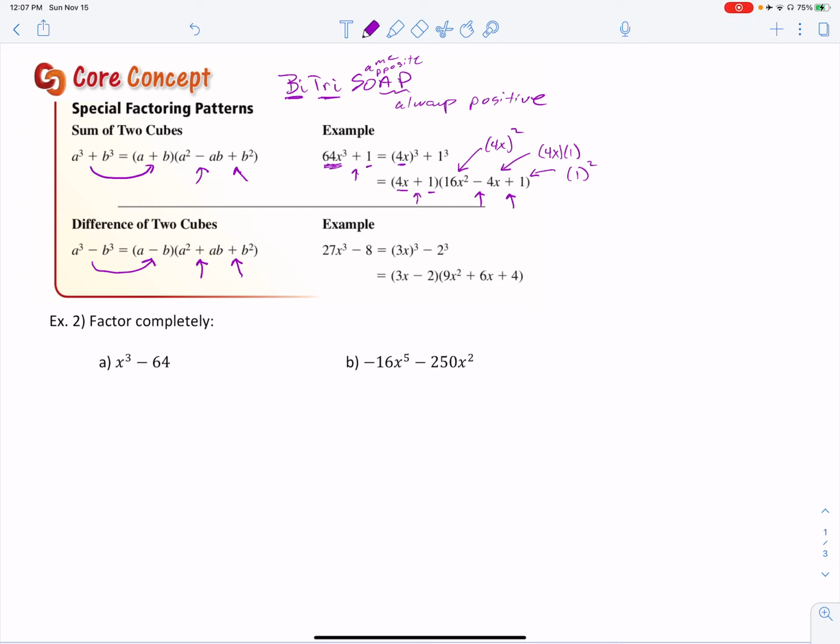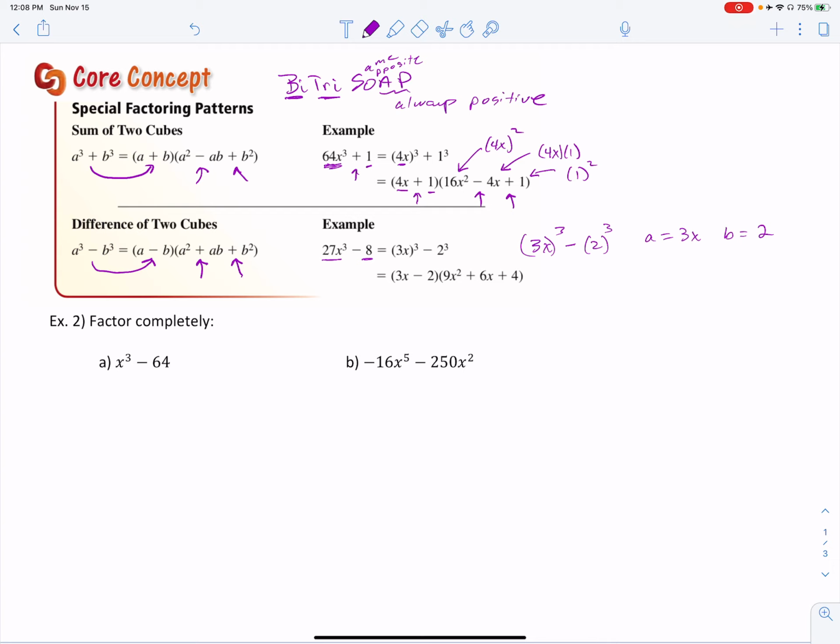So we have an example here with 27x cubed minus 8. Well, you need to know 3 cubed is 27, and that you can rewrite that as the quantity 3x, cubed. And please do not write it like this. That does not mean the same thing. You need the parentheses. And since it was just a single term, you don't have to have the parentheses on the 2. You can if you want. But that means my a term is 3x and my b term is 2.